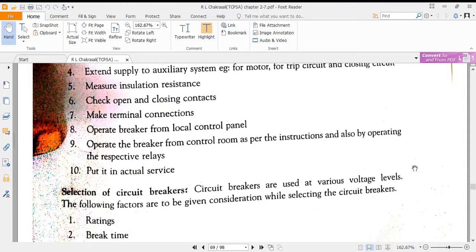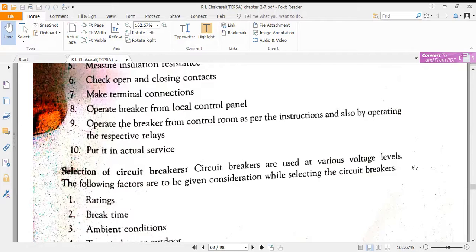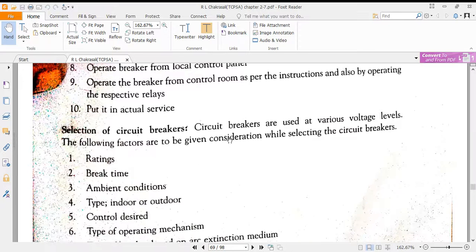Make terminal connections. Operate breaker from local control panel. So first, initially you test it with the manual operation. Then it is from the control panel. Operate the breaker from the control room by operating the relays. See, now the operator is in the control room, through which by releasing the relay, he is going to operate the circuit breaker. After testing all these things, you can put the circuit breakers into service.